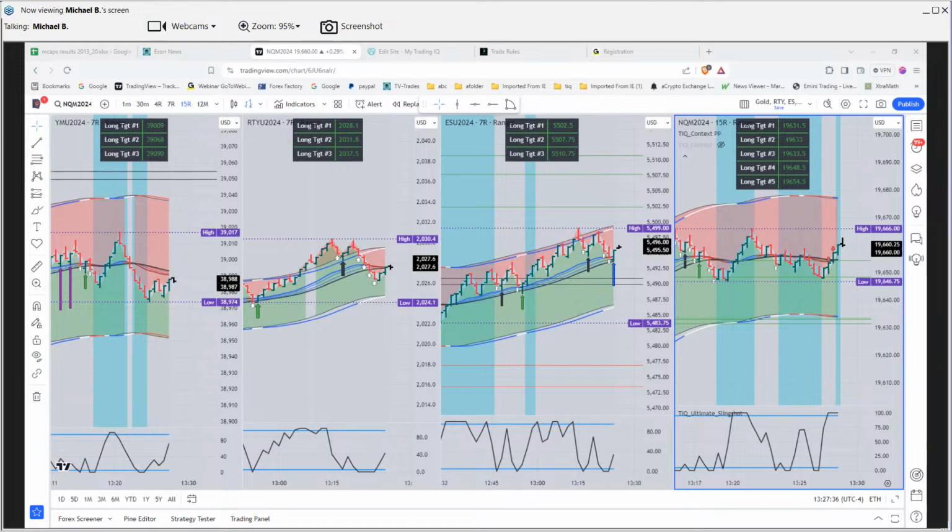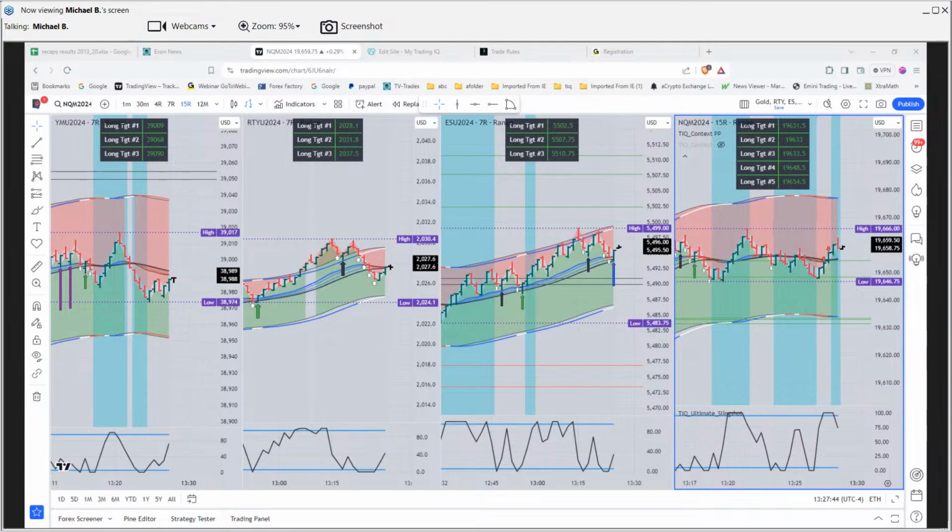Hold it. There's that one. This one, I'll roll it to the U. There's that one, the NQ. Roll it to the U. And there's that one, and the YM. Roll it to the U. And there's that one. Okay.